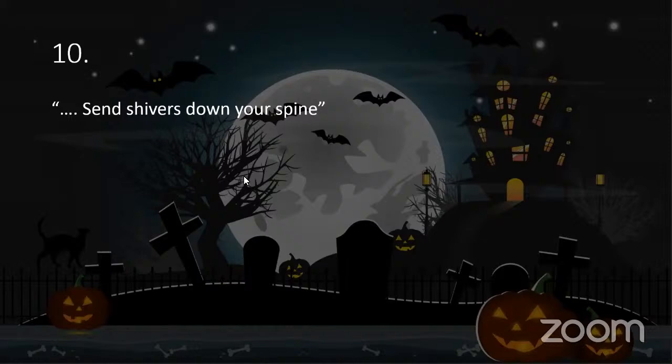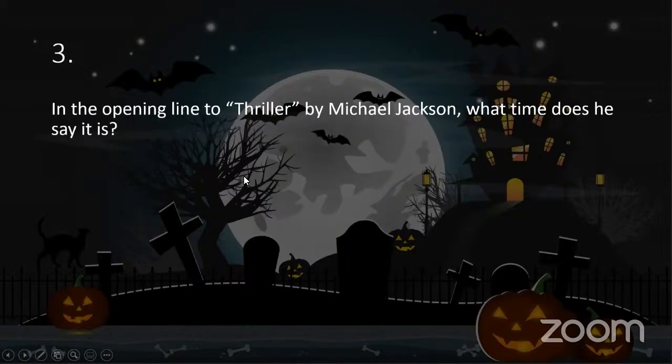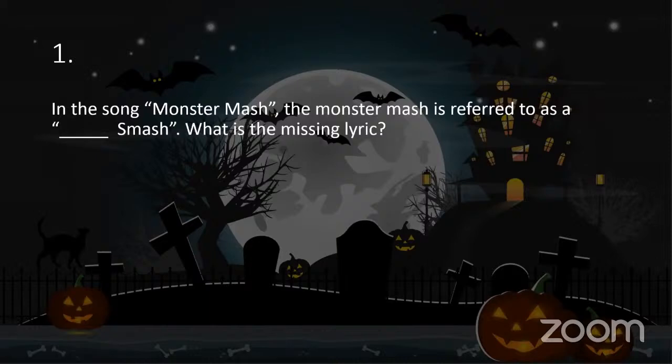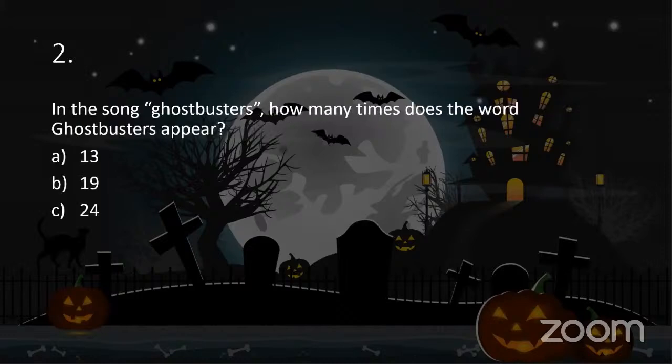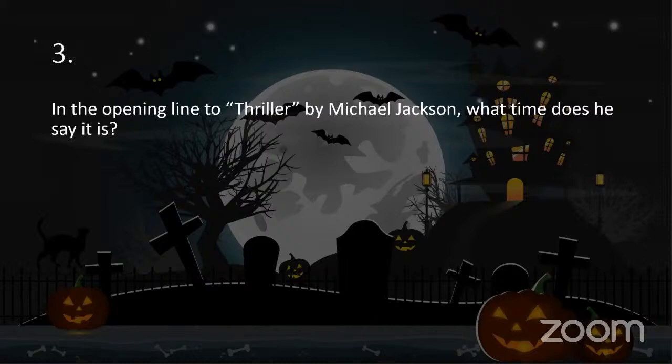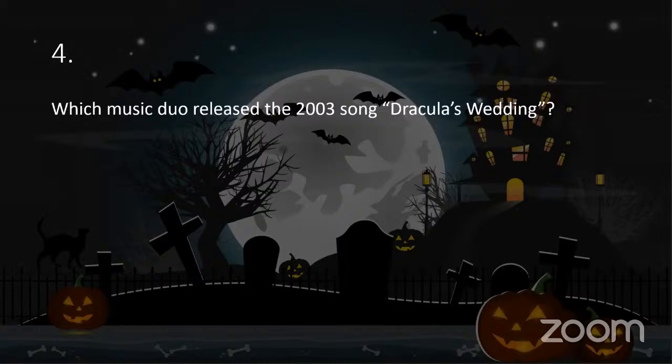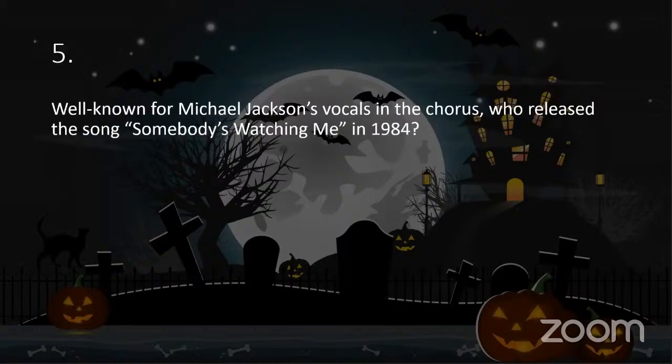We'll get through those again quickly. Question number 1. In the song Monster Mash, the Monster Mash is referred to as the blank smash. What is the missing lyric? Question number 2. In the song Ghostbusters, how many times does the word Ghostbusters appear? Is it 13, 19, or 24? Question 3. In the opening line of Thriller by Michael Jackson, what time does he say it is? Question number 4. Which music genre released the 2003 song Dracula's Wedding? Question number 5. Well known for Michael Jackson's vocals in the chorus, who released the song Somebody's Watching Me?